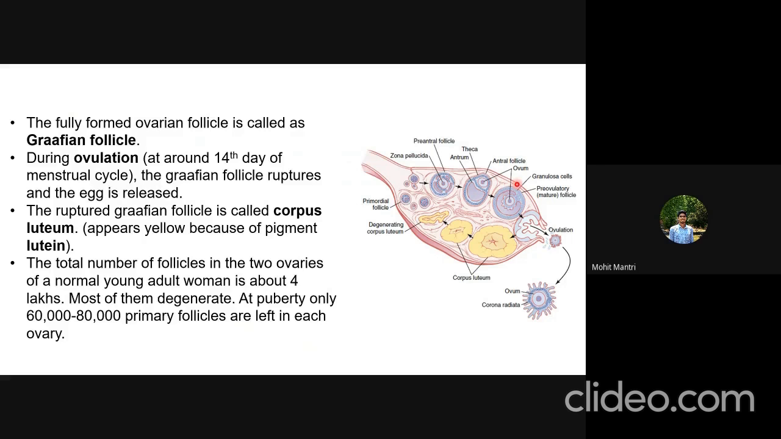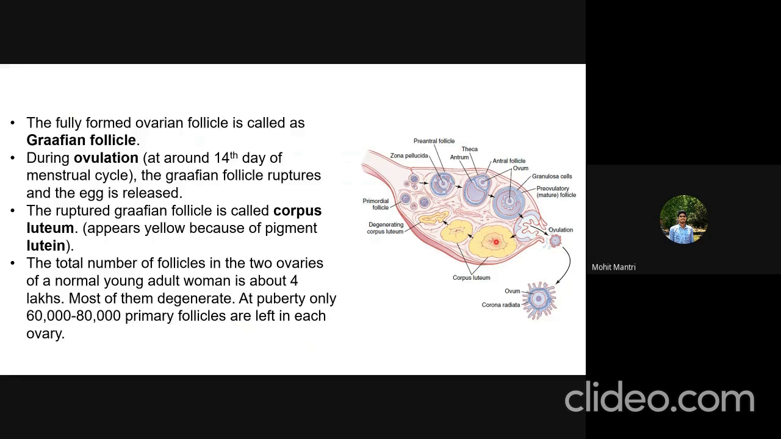follicle. Now, at around the 14th day of the menstrual cycle, a process known as ovulation takes place, in which the Graafian follicle ruptures and the egg is released outside. So the ovum, surrounded by a layer known as the corona radiata, formed by the follicular cells, is released during ovulation, and the rest of the follicular cells, the ruptured part of the Graafian follicle, becomes the corpus luteum, which appears yellow in color because of the pigment called lutein.